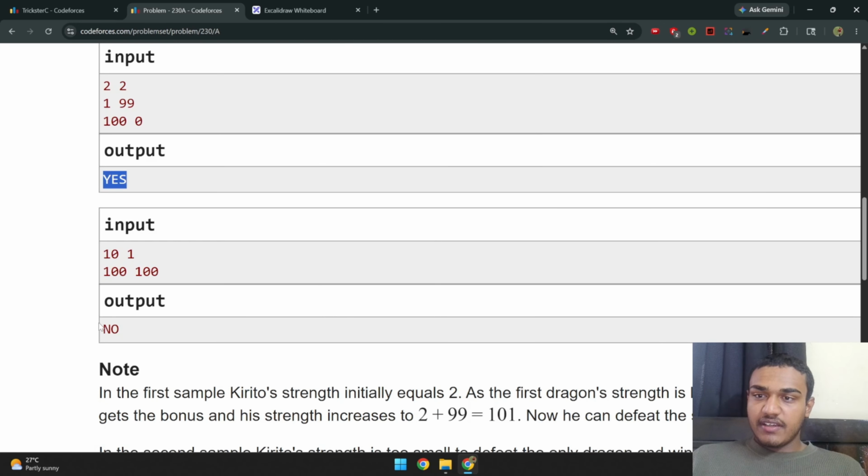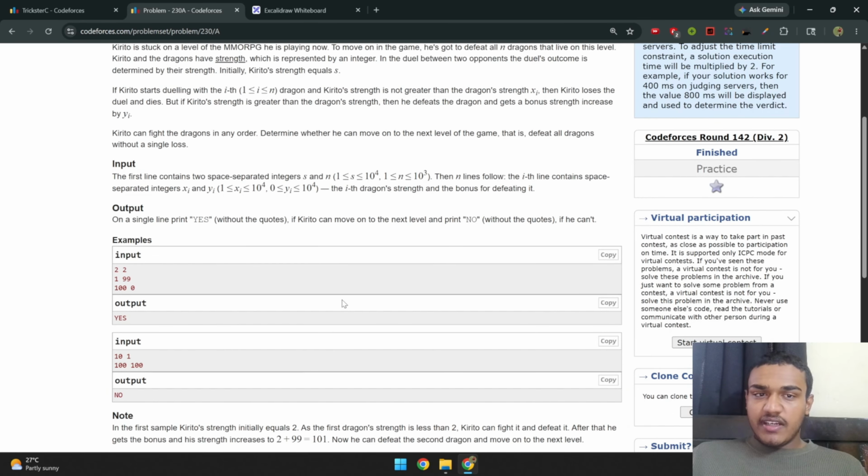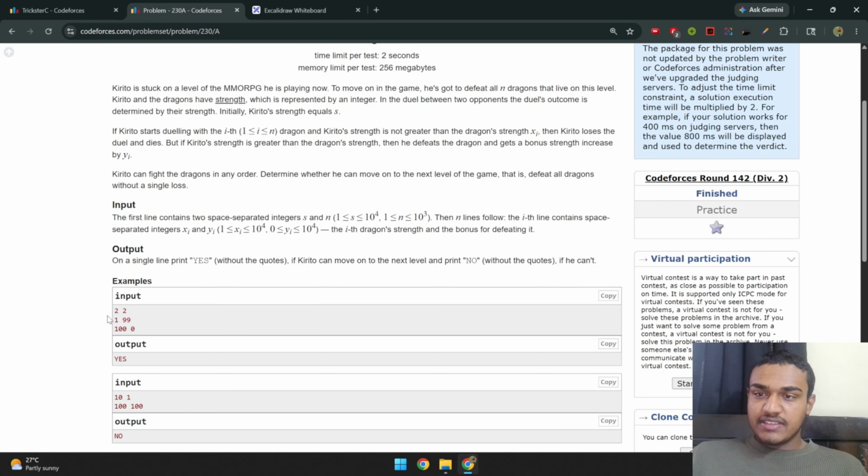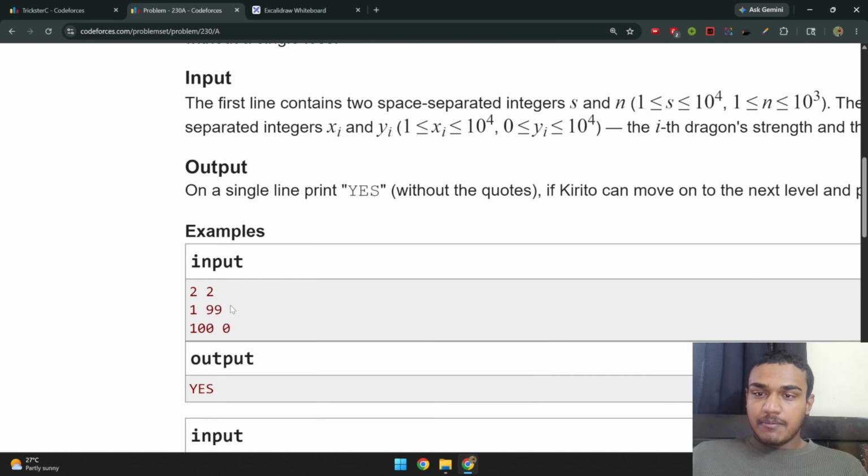But if we take another example, initial strength being 10 and there's only one dragon, but the dragon's strength is 100, we can obviously see that the strength of the dragon is much more than the hero. So our hero does not survive this. So this is a fairly simple question. Let's quickly look at the example they've given us and go back to why they said they can fight in any order. So let's take this example again.